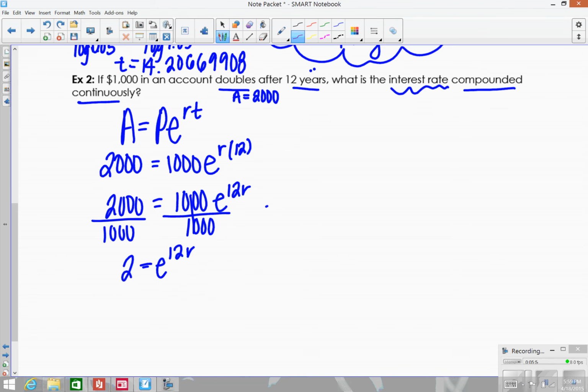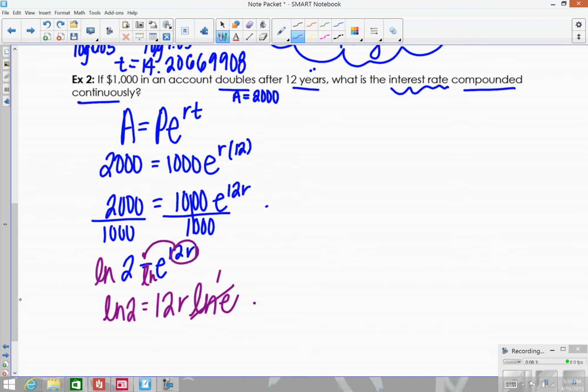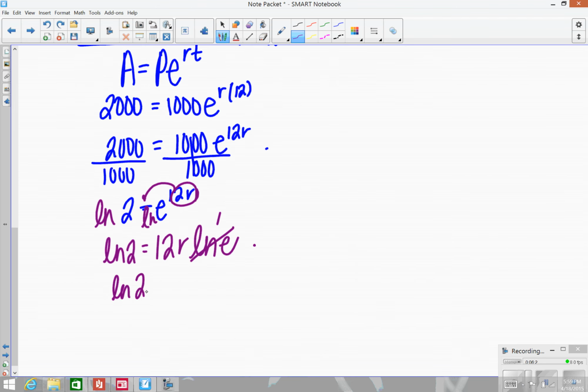So instead of taking log of both sides, remember it's convenient to take ln of both sides. If you really wanted to, you could take log of both sides, but by using ln, ln of E is equal to 1, so it makes it easier. So I have ln of 2 equals, I can bring this exponent down, remember. So 12r times ln of E. ln of E is just 1, so we can forget about that. So I end up with ln of 2 equals 12r. And we have to get r by itself, so divide both sides by 12.